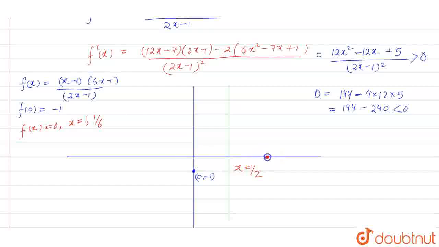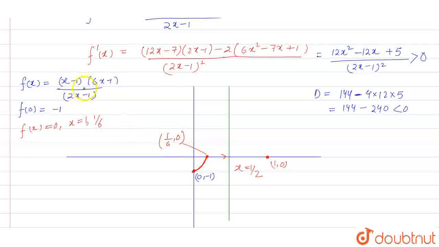And 1 by 6 is somewhere here, where it is getting 0 at x is equal to 1 by 6. This is the point 1 comma 0. This is the point 1 by 6 comma 0. Now if you see, as x approaches 1 by 2, clearly the graph is moving something like this.